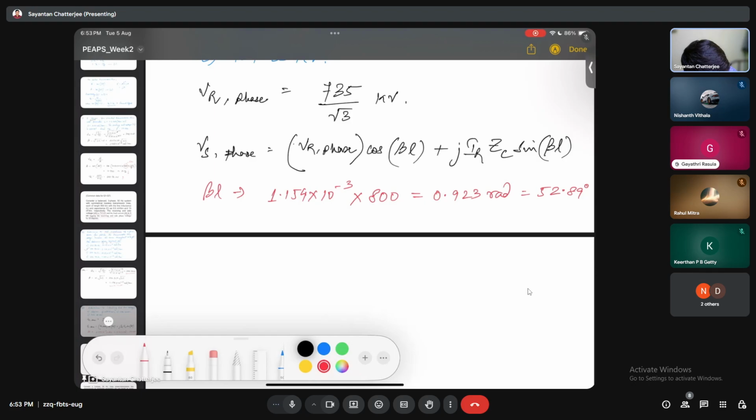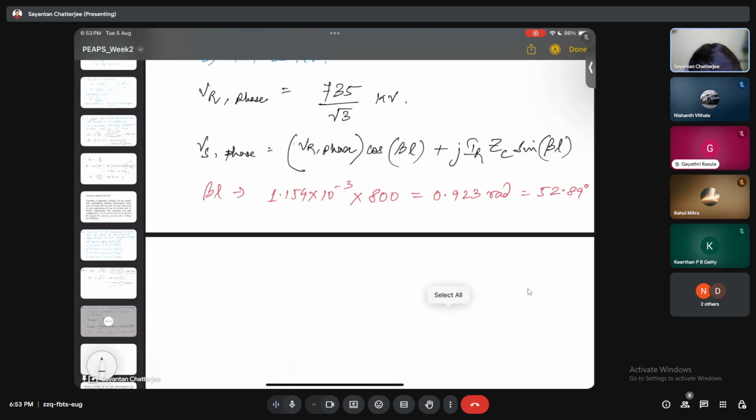So VS phase, I'm writing PH, right? So it will be smaller notation. VR phase is already given: 735 by root 3, angle is 0. This is the reference, and multiplied with cos beta L, so cos of 52.89, and plus j IR.